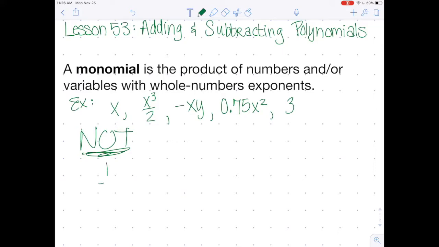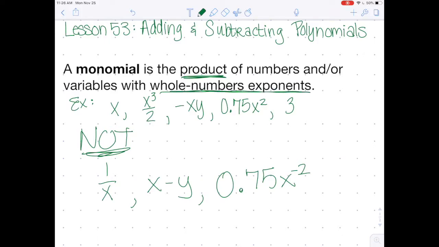Here's a few examples. 1 over x, because this is the same as x to the negative 1. That makes it a negative exponent. So anything where the variable is on the bottom, the variable cannot be on the bottom. If you have x minus y, that is not the same as multiplying. It has to be a product of the numbers, so it has to be multiplying two things. Or if you just have 0.75 times x to the negative 2, again, that's a negative exponent. So it has to have whole number exponents, has to be a product, so you have to be multiplying, and that is what makes it a monomial.